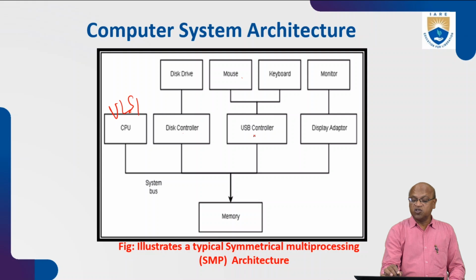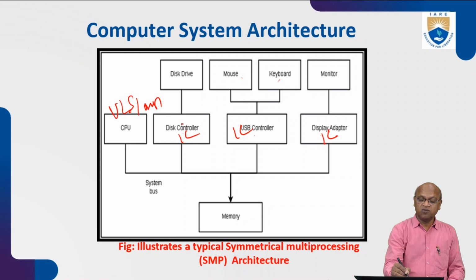Similarly, once you connect a keyboard and mouse, they are connected to the USB controller, which is an IC. This is also an IC, and this is also an IC, and we call them device controllers. This is also the display adapter for the monitor, also an IC. These are hardware ICs, and the CPU is the main IC, a VLSI chip. These are also chips only. What is IC? Integrated circuit.